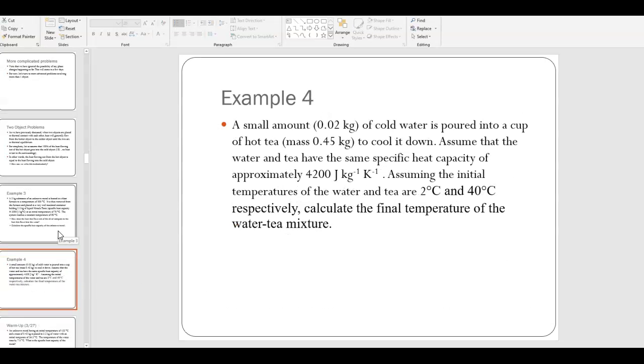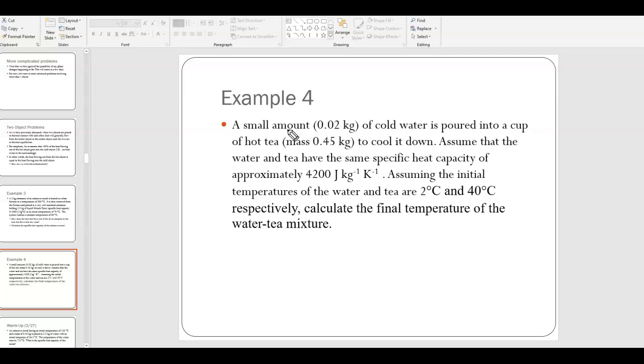Okay, so we're just going to do one more example with the two-object problem. It says, example 4, a small amount of cold water is poured into a cup of hot tea to cool it down, and we're given the masses of both of those. Assume that the water and tea have the same specific heat capacity of approximately 4,200 joules per kilogram per Kelvin. Assuming the initial temperatures of the water and tea are 2 degrees Celsius and 40 degrees Celsius respectively, calculate the final temperature of the water-tea mixture.